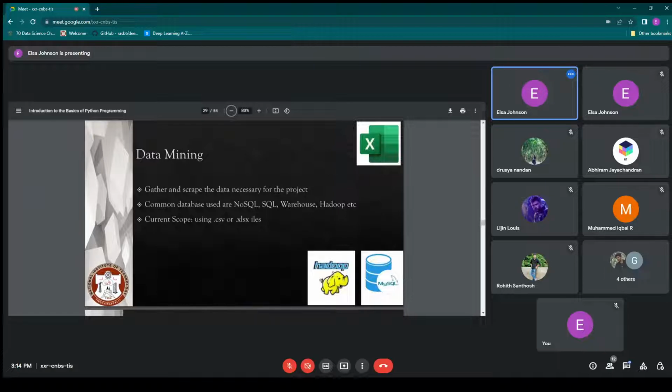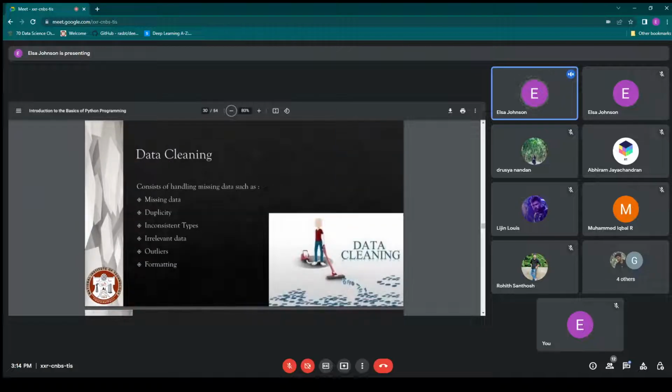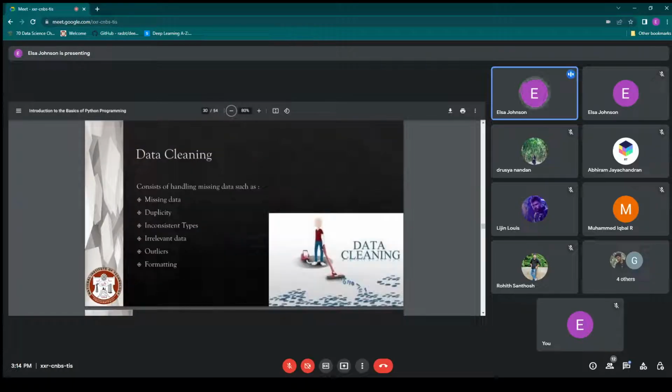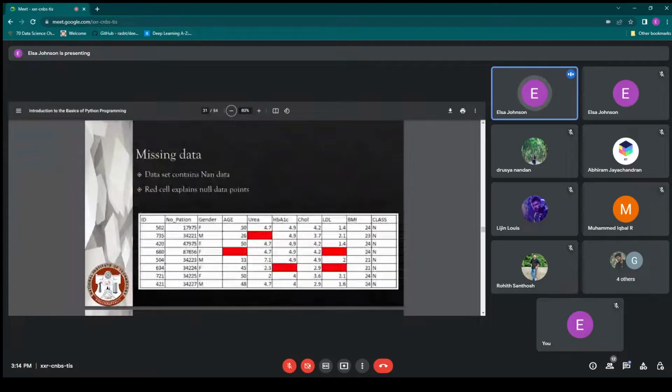Now the next one will be data cleaning actually. Data cleaning is the third step. In data cleaning, what we'll be doing is looking out for all the problems in the data and finding out the different challenges. So this particular step will include different things like missing data, duplicity, inconsistent type, irrelevant data, outliers, formatting. We'll see each of these one by one.